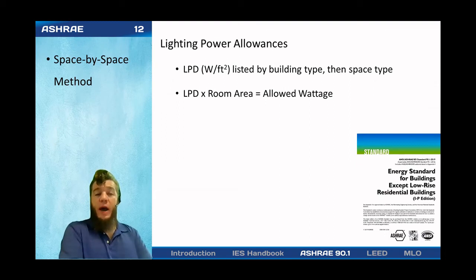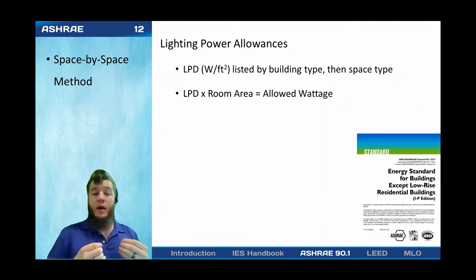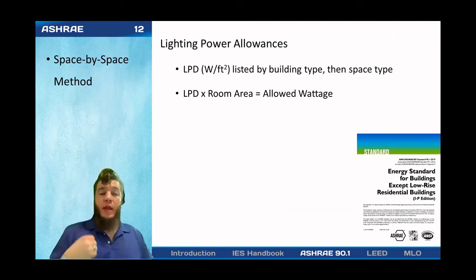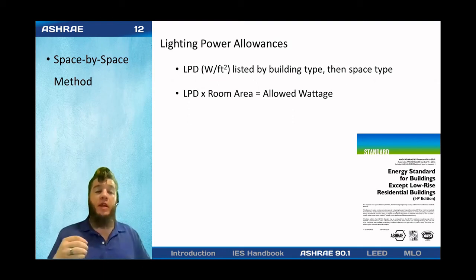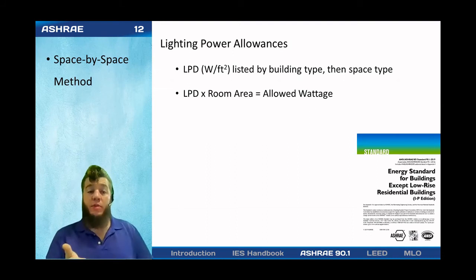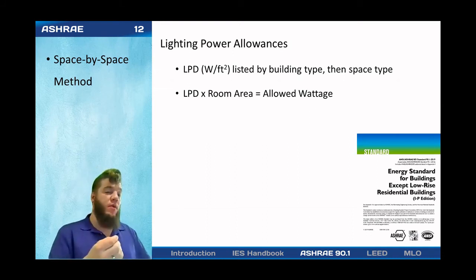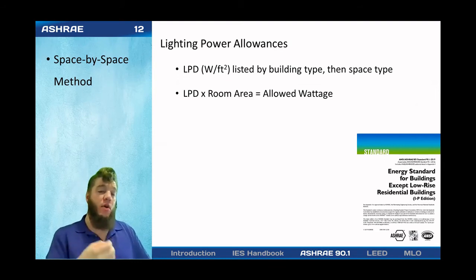And the way we do that is by taking all of our spaces, defining them within the definitions available inside of ASHRAE 90.1. And when we identify those spaces, it's going to give us an LPD, and that's going to be in terms of watts per square foot. So we simply multiply those space by space LPDs by the square footage of the space in question. That'll get you a wattage. If we sum all of those wattages across the entire project, this is going to give us our total allowed wattage throughout the project.